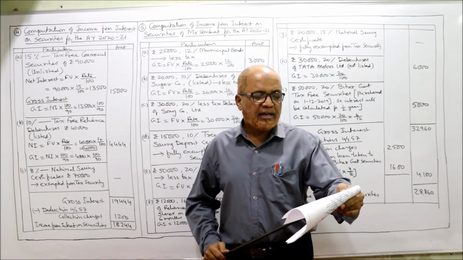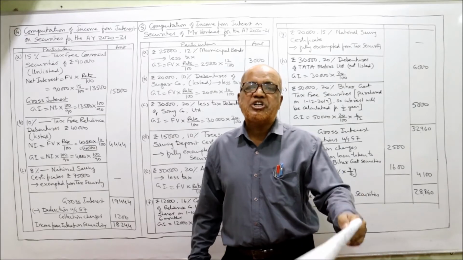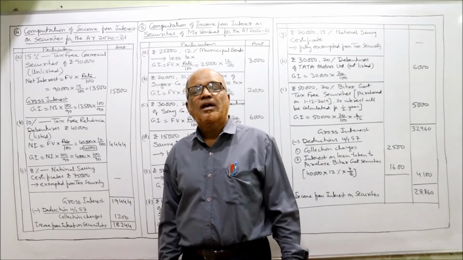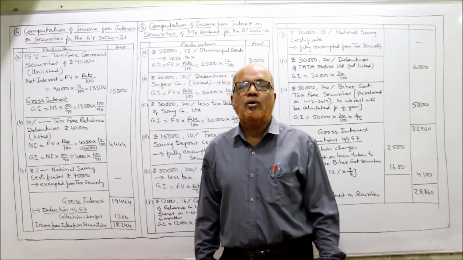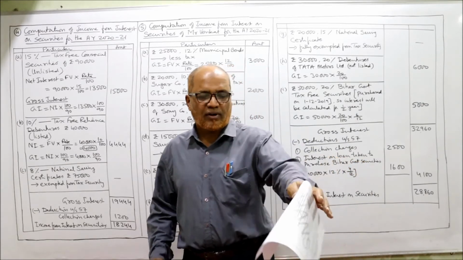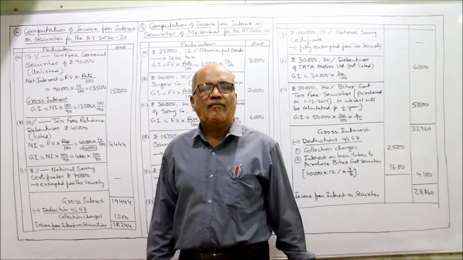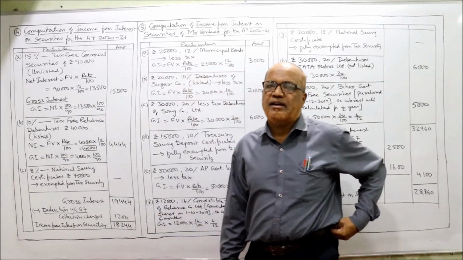Then he paid collection charges 2,500. This will be allowed. Only 2 deductions are allowed under section 57: collection charges and interest paid on loan taken to purchase the security. Calculate interest on security for the assessment year 2021. So we have to calculate income from interest on security for the assessment year 2021.